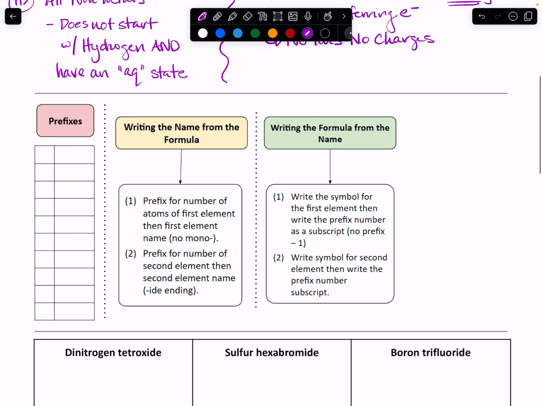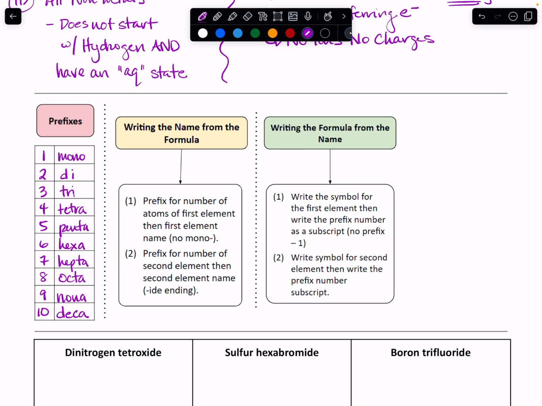Now, the prefixes that we're going to be using, we're going to need to know 1 through 10. The prefixes should seem familiar. If we have one atom within a molecule, we're going to use the prefix mono. If we have 2, we use di. 3 is tri. Now 4 is tetra. 5 is penta. 6 is hexa. 7 is hepta. 8 is octa. 9 is nona. And 10 is deca.